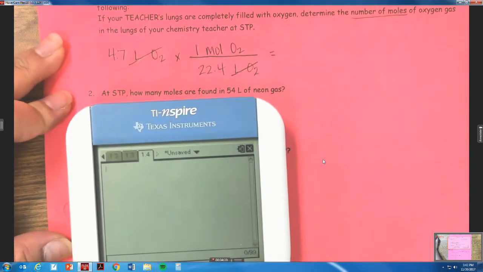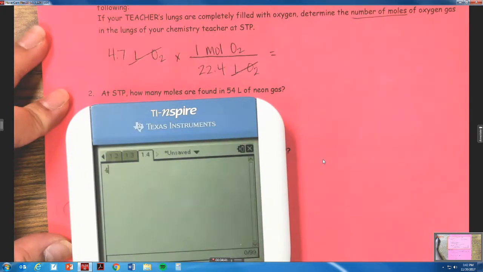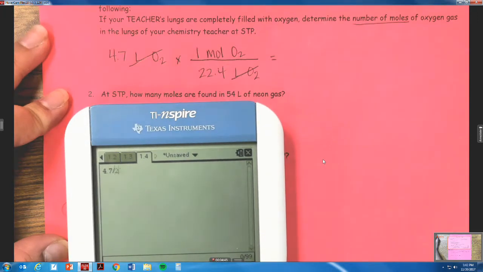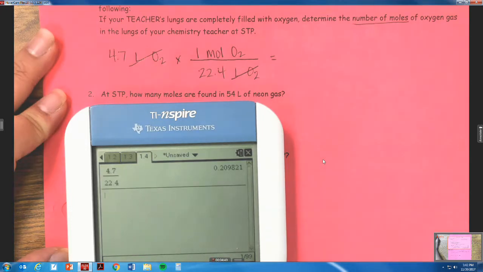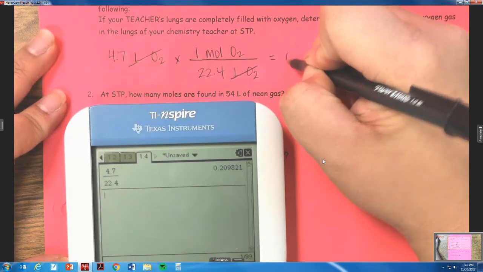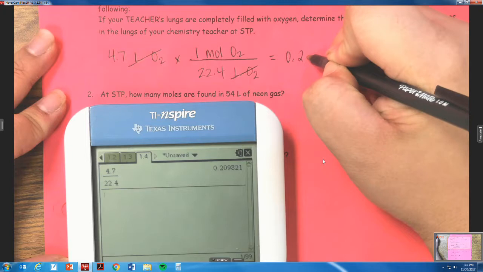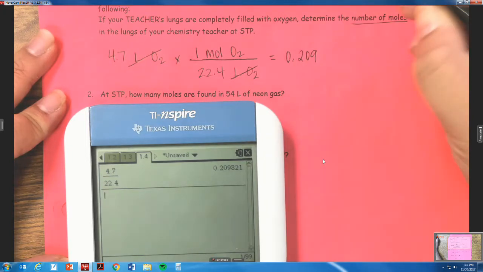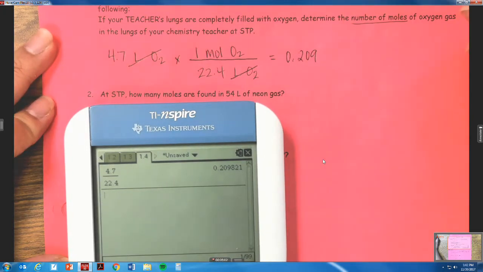So 4.7 divided by 22.4, and we get 0.209821. Of course you don't have to write all that down. So 0.209, and we'll just stick with that.